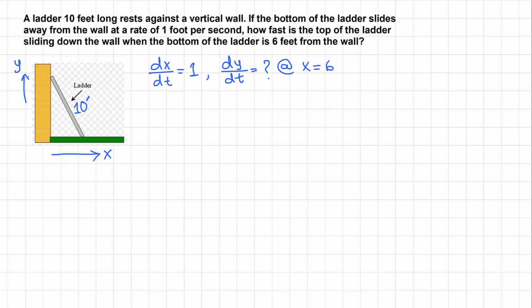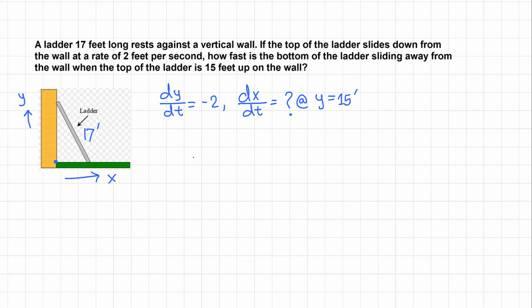So this y, in fact, is going downward here. So dy over dt equals what? At the moment when the bottom of the ladder, this distance from here to here, is 6. Okay, when x equals 6, what is the rate? We measure the distance going up as positive. That means this answer will be negative for us, because sliding down, this y is decreasing.